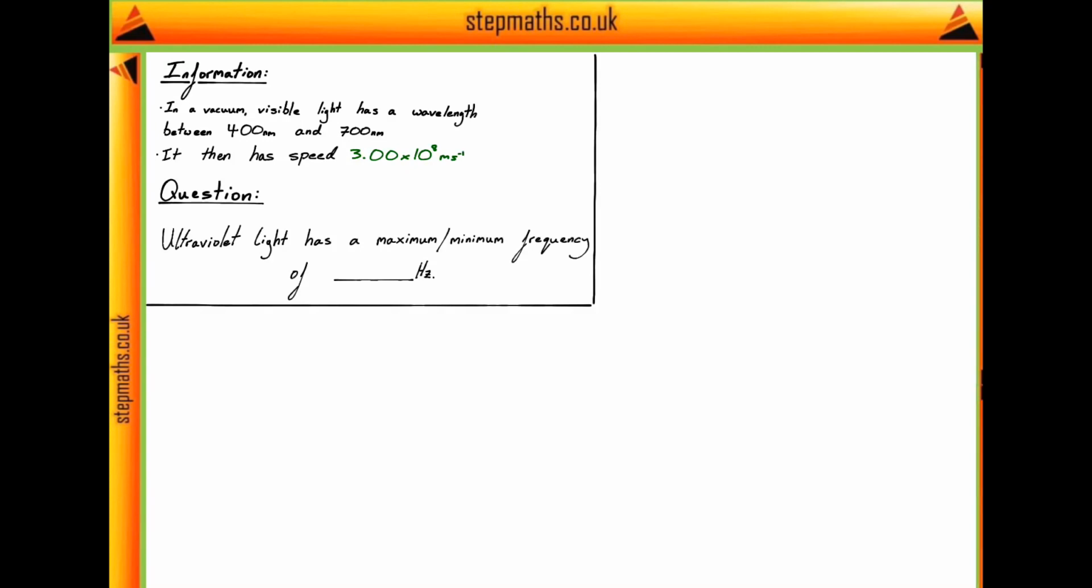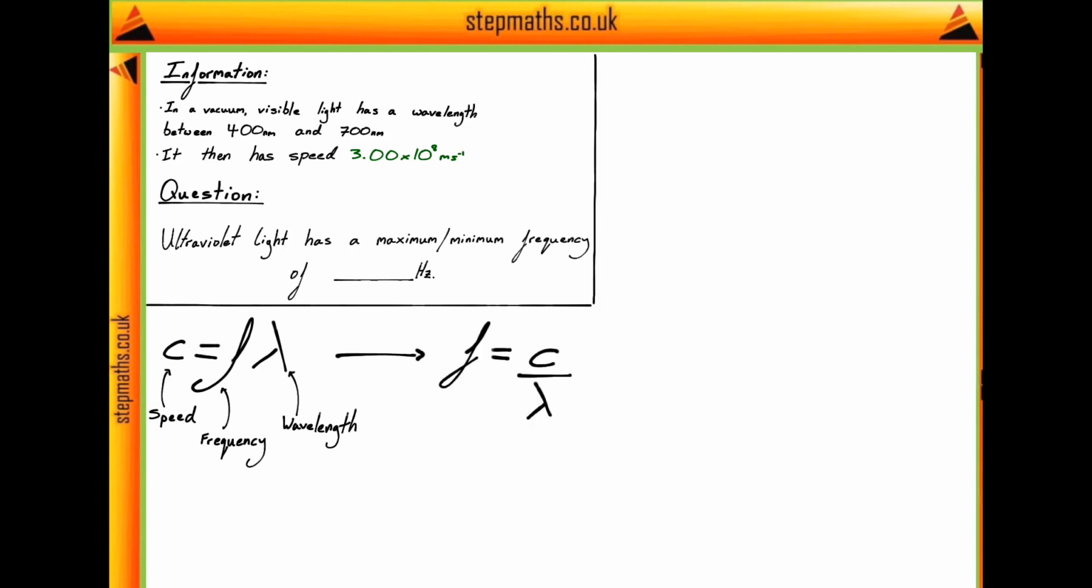So let's go ahead and try and think about what equations we could use to solve this problem. Now we're asked to find a frequency of ultraviolet light, and we're given some wavelengths and a speed. So an equation that you should perhaps know is that the speed of a wave, c, is equal to its frequency multiplied by its wavelength. Therefore, we can go ahead and rearrange this to get that the frequency of a wave is equal to its speed divided by its wavelength.